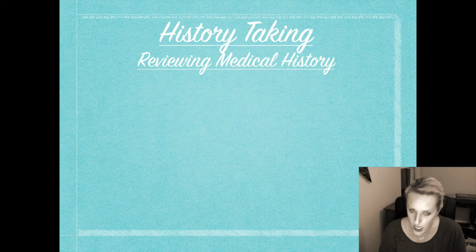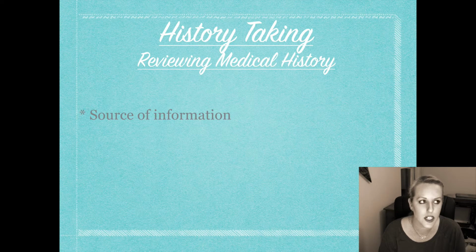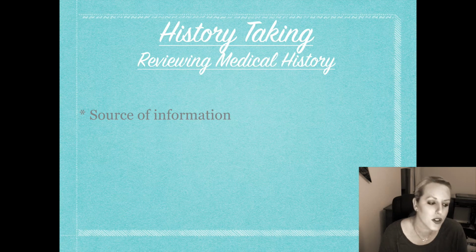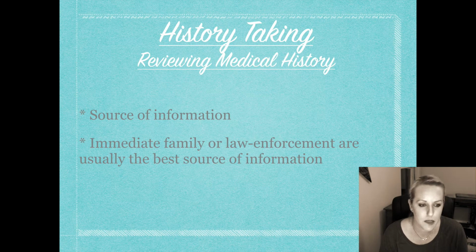So, retrieving or reviewing medical history. We need to look at our source of information. If the patient is giving us this information, it's probably reliable. However, an immediate family member, probably reliable. The further we get away from the patient, so great niece of a friend of the family, she's probably not going to have very reliable information. Immediate family or law enforcement are usually the best source of information. Immediate family for your medical patients, and law enforcement probably for your trauma patients and your wrecks.